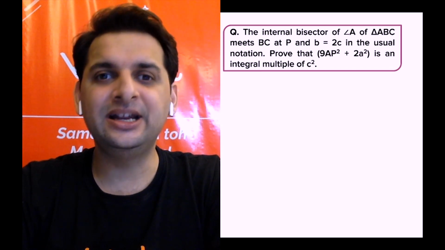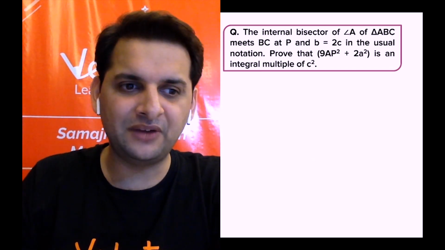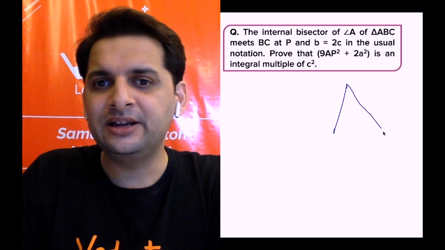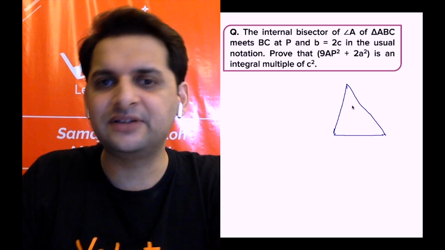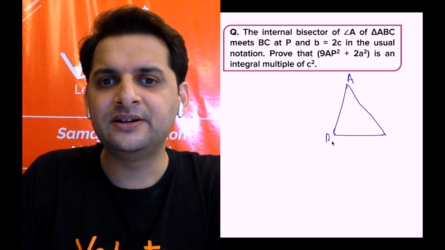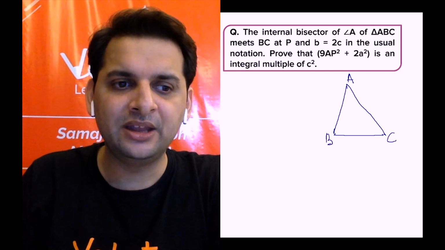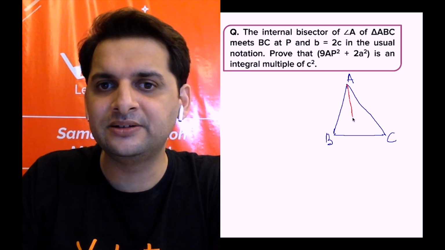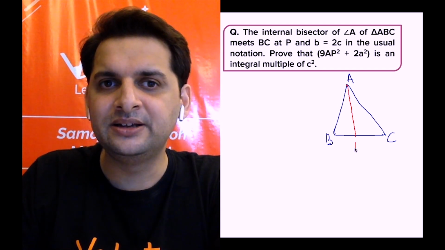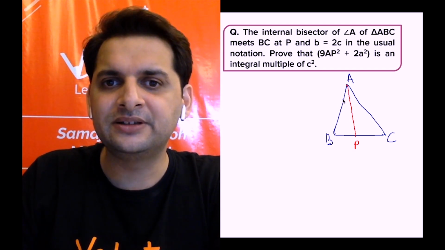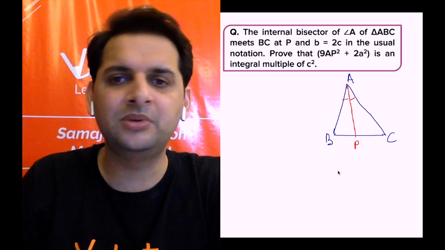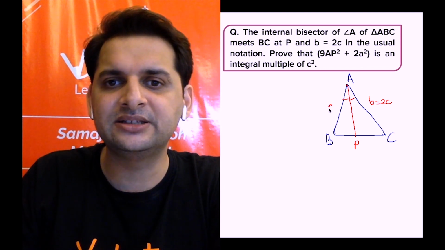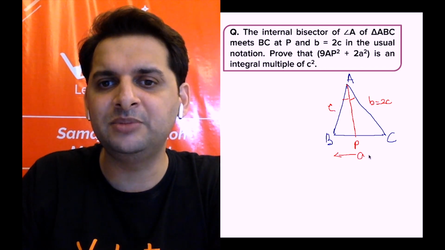So it says the internal angle bisector of angle A. Let me draw a diagram. A, B and C is a triangle. Let us name the triangle ABC. And we have an internal bisector of the triangle, let's say P. So this angle is equal to this angle. No problem with this. And also B is given to be 2C. And this is C, and this hence would be A.